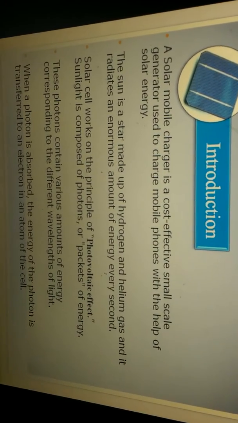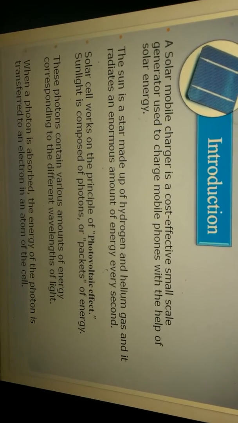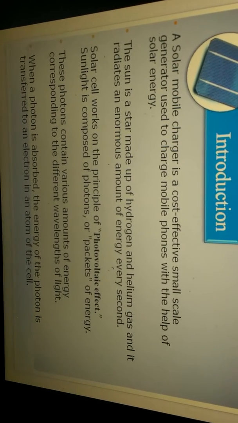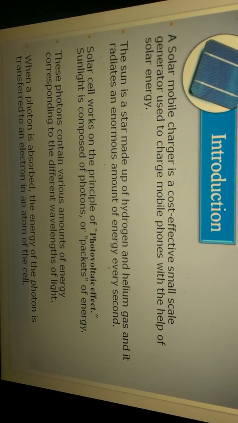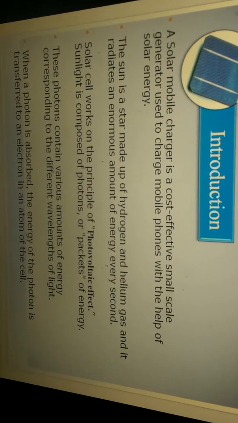What is a solar mobile charger? A solar mobile charger is basically a cost-effective small-scale generator used to charge mobile phones with the help of solar energy. In this, with the help of solar energy, we charge our mobile phones, which generates a voltage supply.